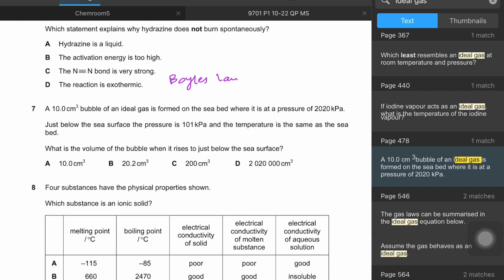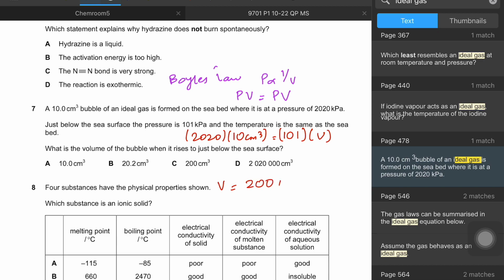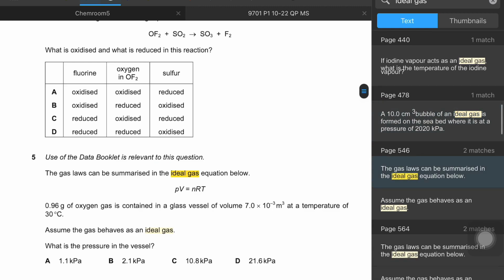So we use Boyle's law, which connects the volume with the pressure, and it says pressure is inversely related to volume. The pressure and volume product in the first case is equal to the pressure and volume product in the second case. So 20 kilopascal was the pressure in the first case, 10 centimeter cube was the volume. If 101 kilopascal is the pressure in the second case, what's the volume? We can neglect the kilo because it's the same on both sides. The volume turns out to be 200 centimeter cube, so C is the answer.